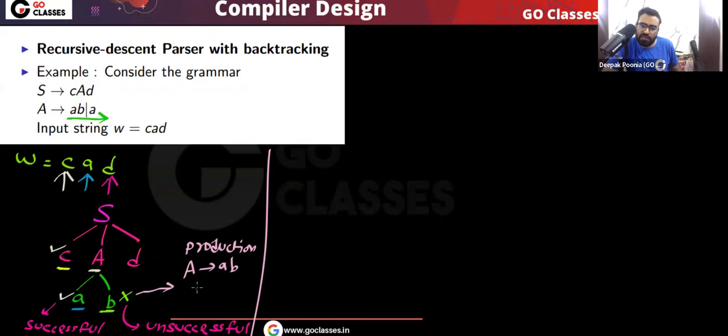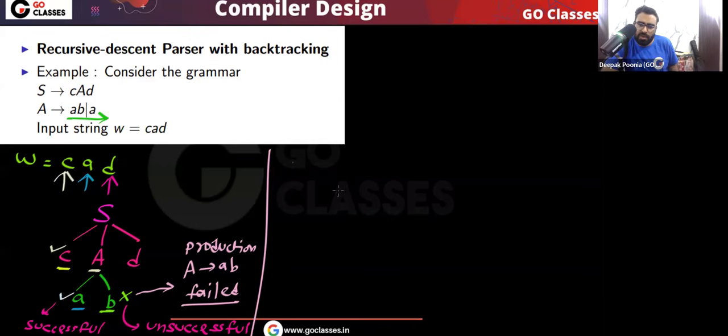This production failed. Okay, please understand, only this production failed. So we will try the next A production. Okay, we will backtrack. Now you can see we will remove this, and on the input also we will backtrack. Now we will go here and try the next A production.